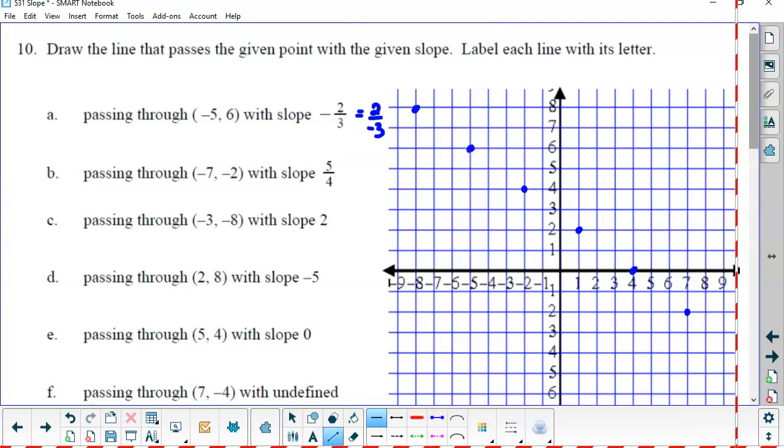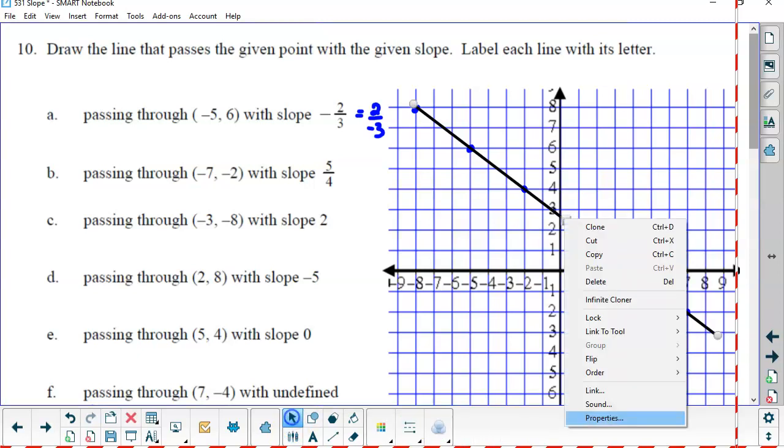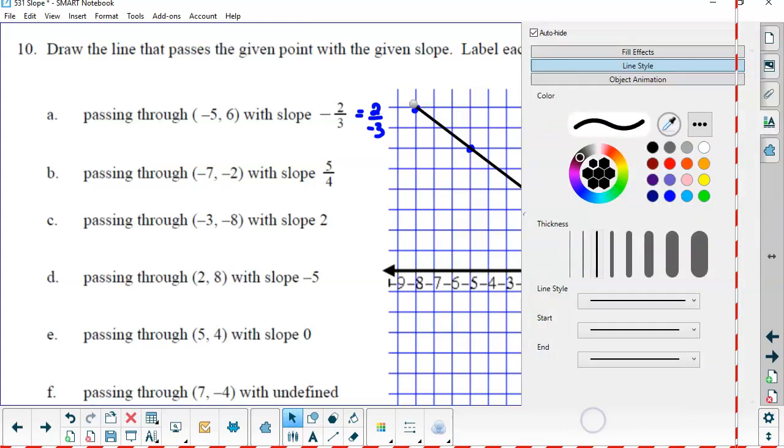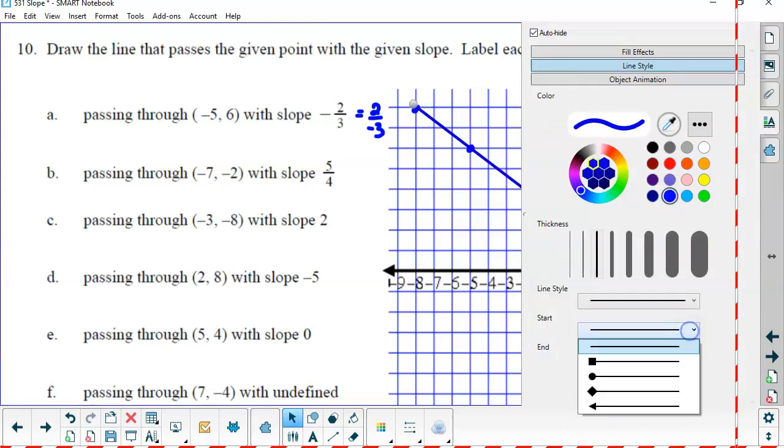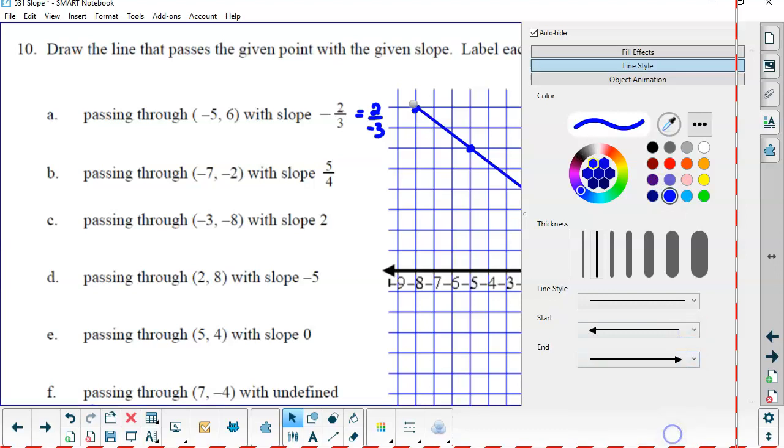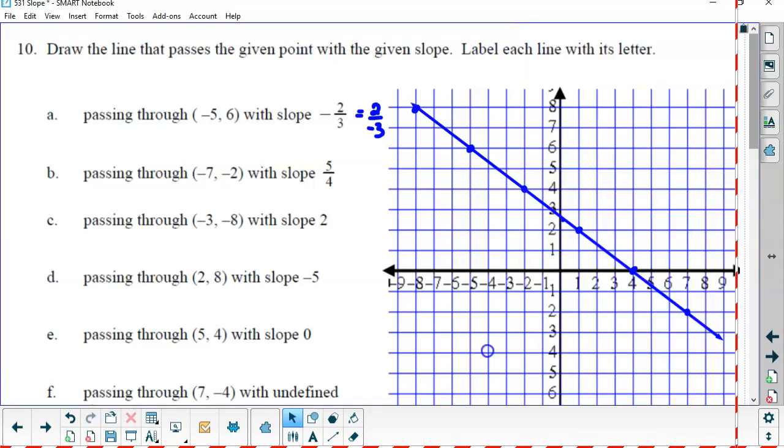So then get a straight edge out. You're going to buy a ruler or a straight edge if you don't have one for this unit. You're going to put arrows on the end, because the line keeps on going forever.